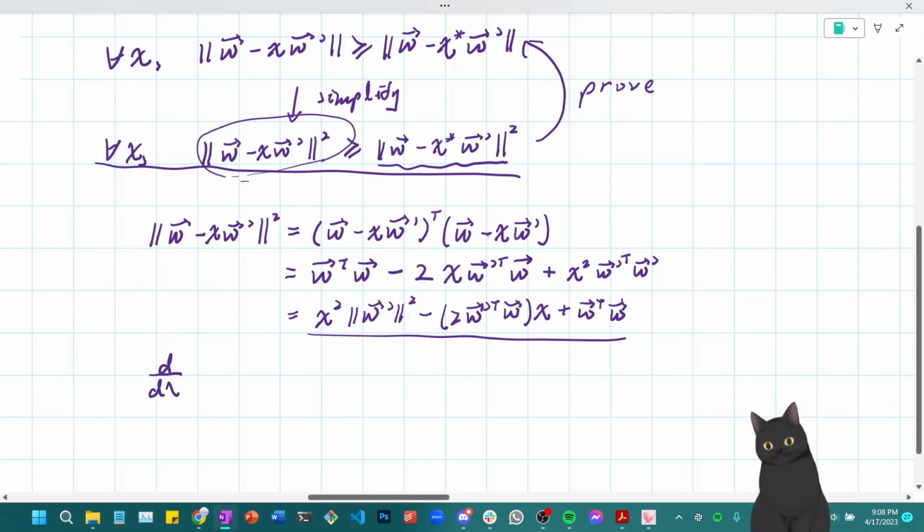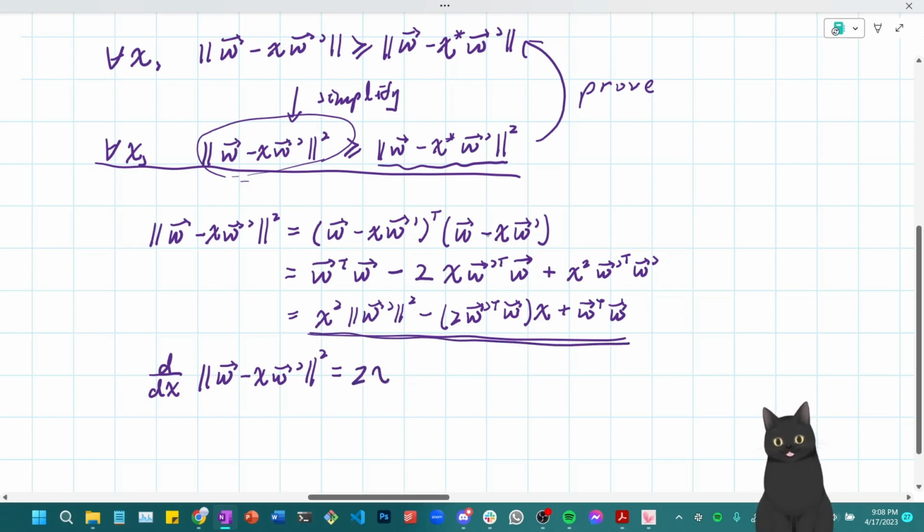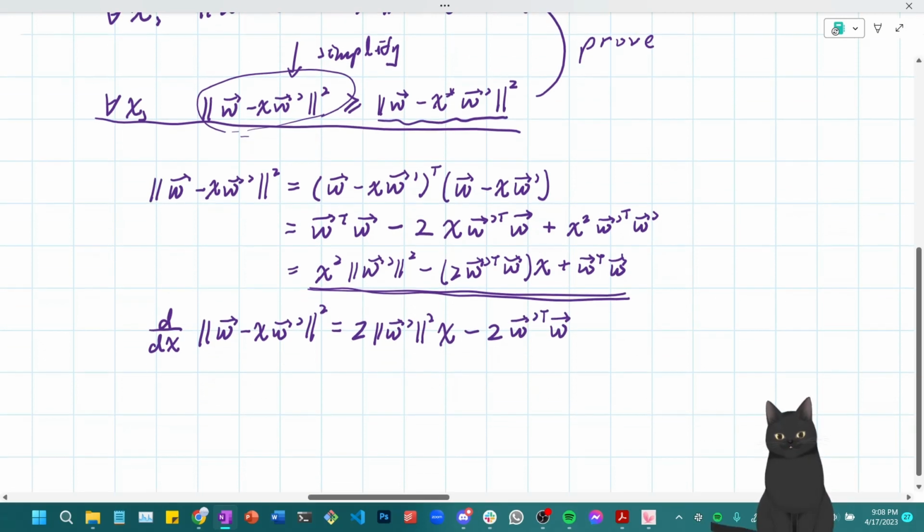d dx of this polynomial is then equal to, well, let's just do the derivative of this expression up here, 2 times the squared length of w prime times x minus 2 w prime transpose w. And if this derivative is going to be equal to 0, then we find a critical point.